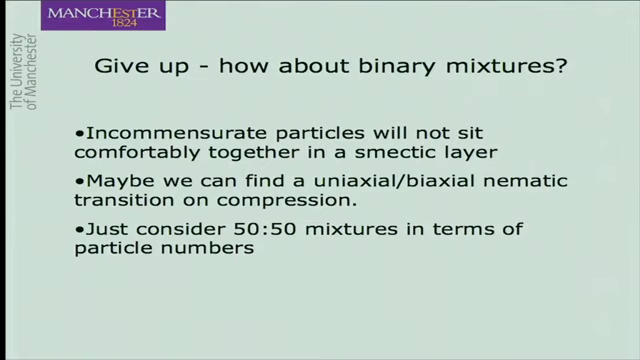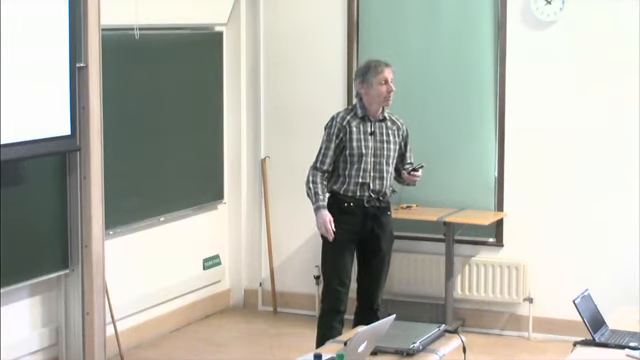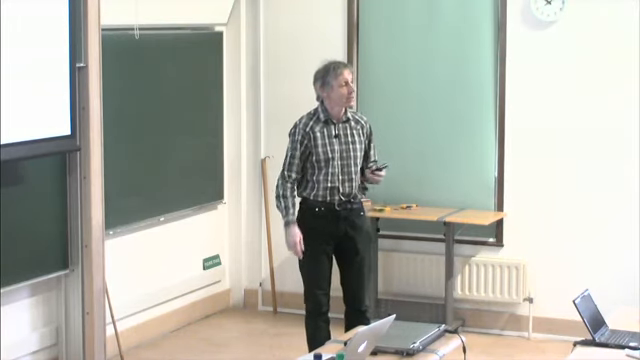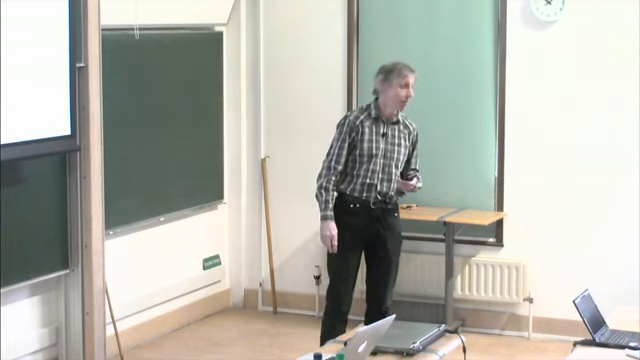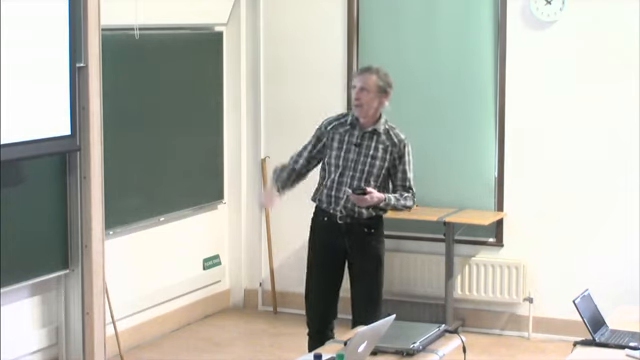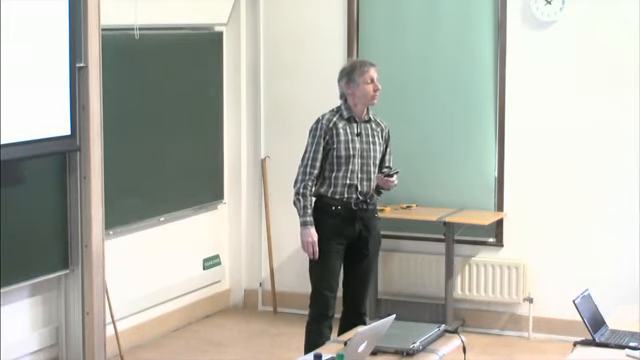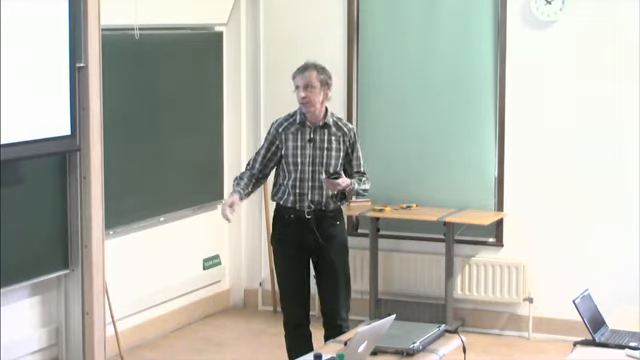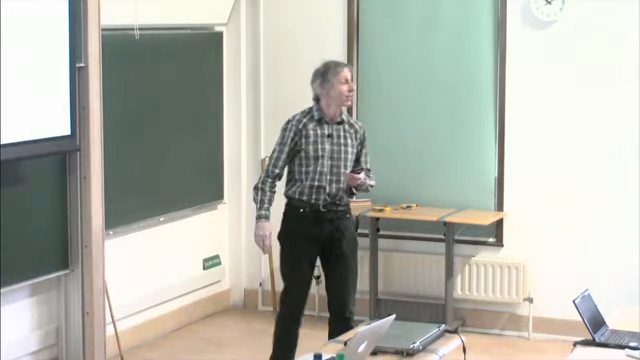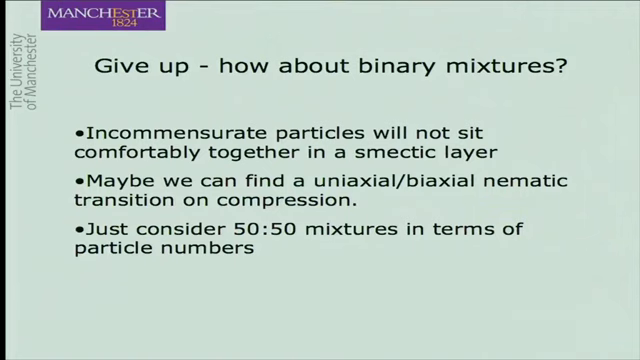So maybe you could compress your uniaxial nematic of a mixture, and rather than going into a smectic, it would go into a biaxial nematic. At least that was the hope. In what follows, we just considered 50-50 mixtures of particles. Of course, we could vary the mole fraction, but we thought if anything was going to happen, it's going to happen at 50-50. And so we just plugged away. We began with the long molecules, n equals 11, and had a mixture of 11 and 7.